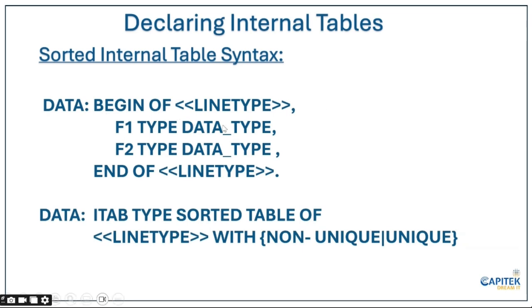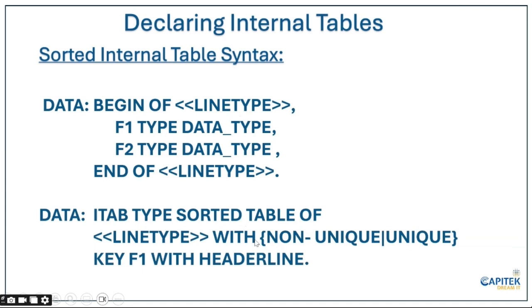This is the same way, begin of line type, field 1, field 2 with their respective data types and the end of line type. And we say here data type sorted table of line type. Whenever you refer to the internal table, you will always take the reference of the existing structure you have created. With non-unique or unique, you have the option to hold duplicate data, or you can hold non-duplicate data also. So you can hold both unique and non-unique data, with key F1 with header line.